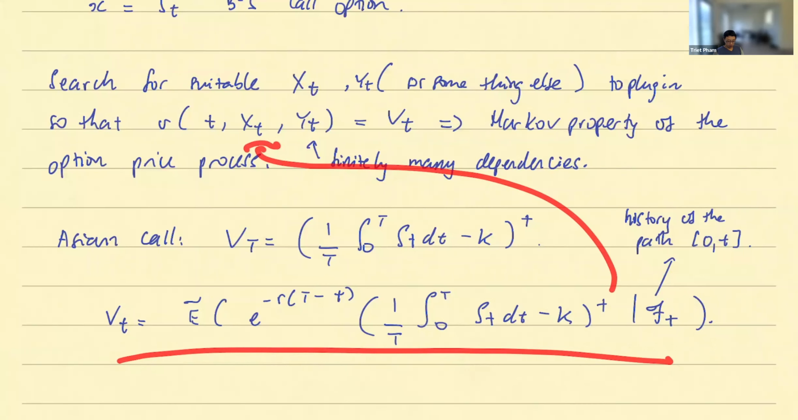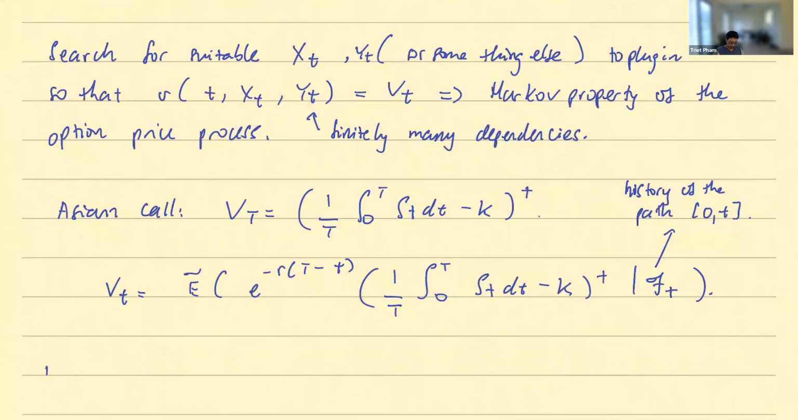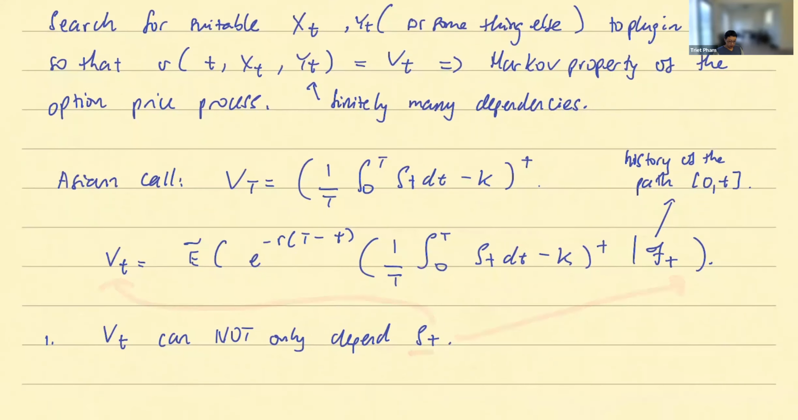But the point is, first of all, let me say this. Obviously V_t in this Asian call cannot only depend on S_t. In other words, if I only give you the stock price at time t, there's no way you can figure out the Asian call option price. There's no way that can happen. Why is that the case? It's kind of clear.